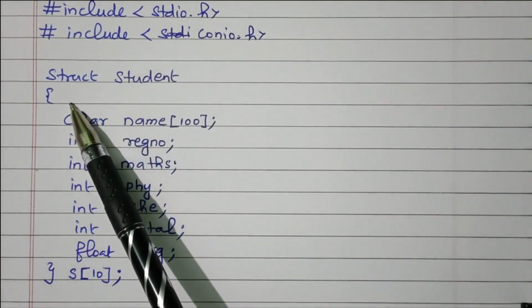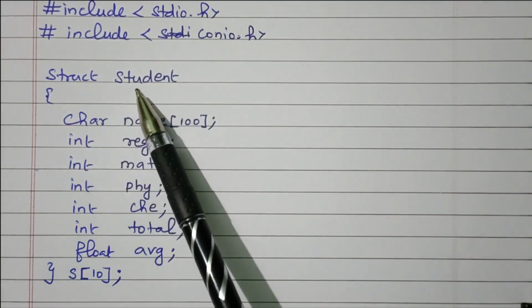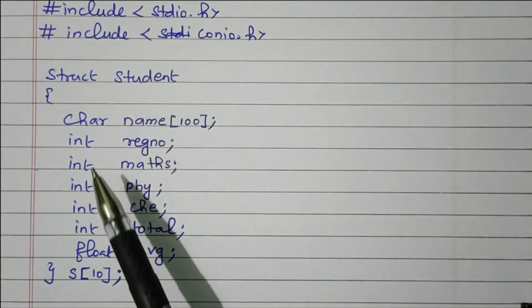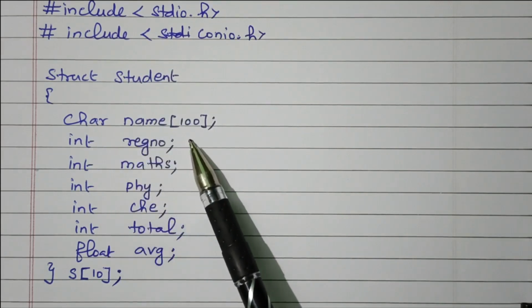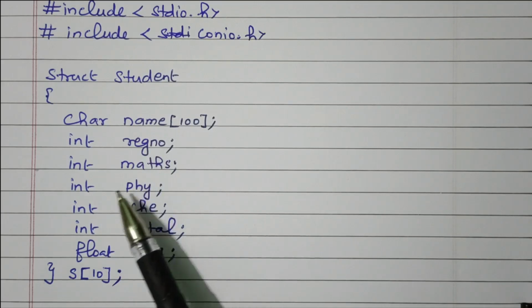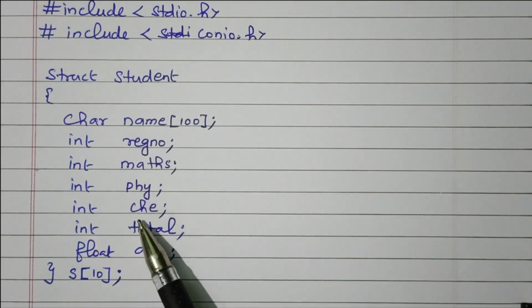struct is a keyword for creating the structure. Student is the structure name. Now we can have different types of data. char name[100]. This is nothing but the name of the student with 100 characters. int regno, the register number. int mat, that is the mark in mathematics. int phy, physics, mark in physics. int che, that is chemistry, mark in chemistry. int total, the total mark. float avg, the average mark.